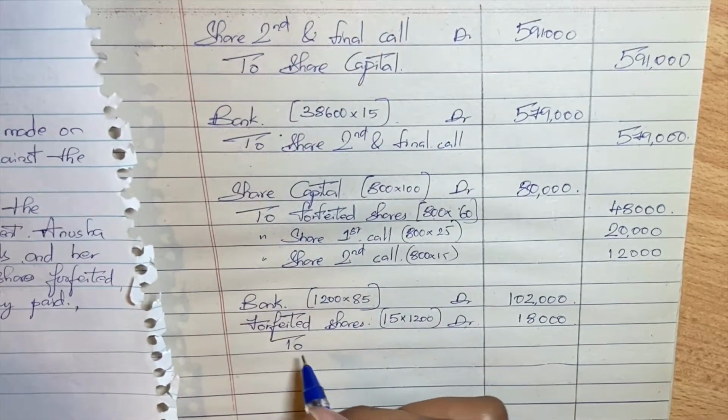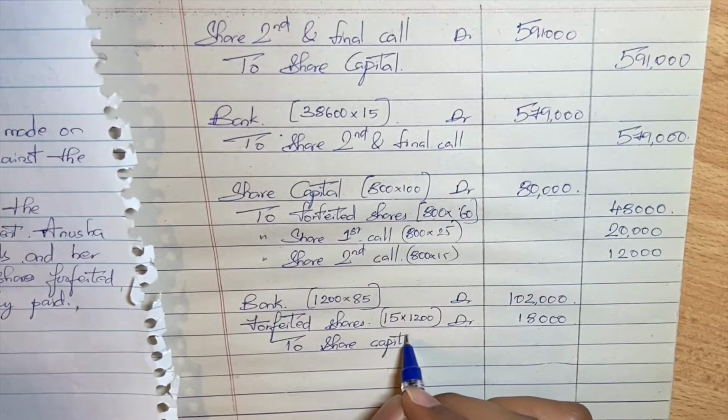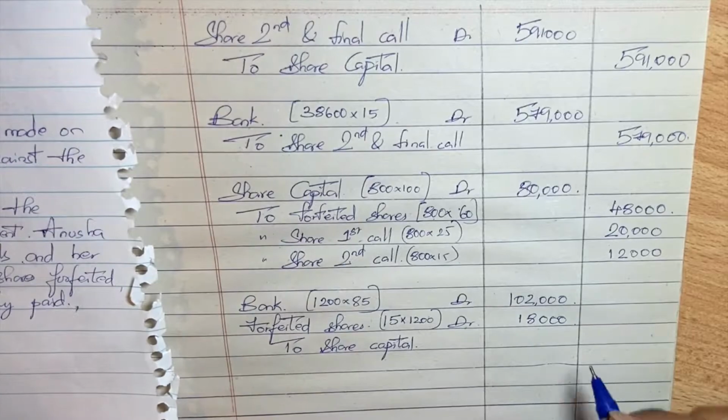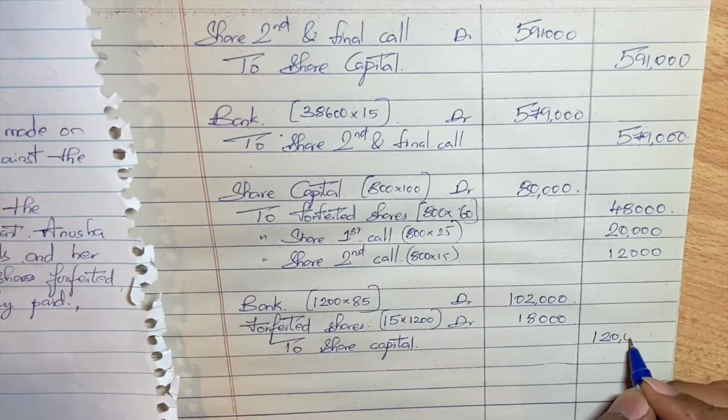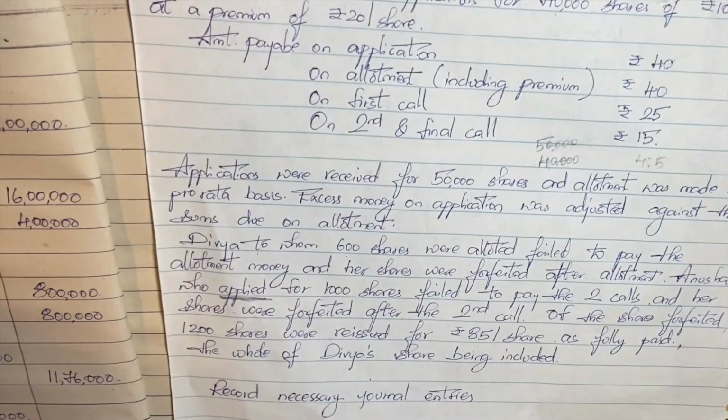Now this is given to share capital because we have issued a new set of shares. So share capital will be 1,20,000, that is 1,200 shares fully paid, 1,20,000.